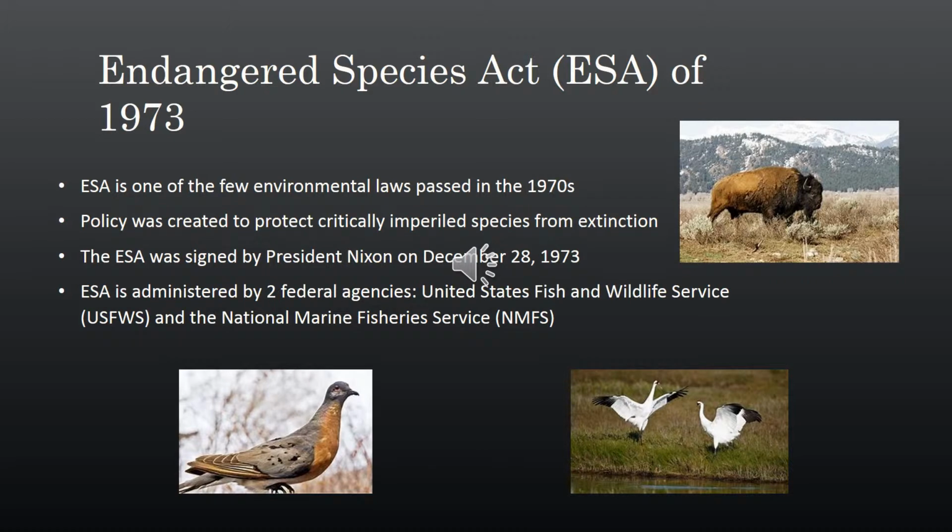The Endangered Species Act is one of the few environmental laws passed in the 1970s. The policy was created to protect critically imperiled species from extinction, such as the bison and the whooping crane. The ESA was signed by President Richard Nixon on December 28, 1973, and it is administered by two federal agencies, the U.S. Fish and Wildlife Service and the National Marine Fisheries Service.